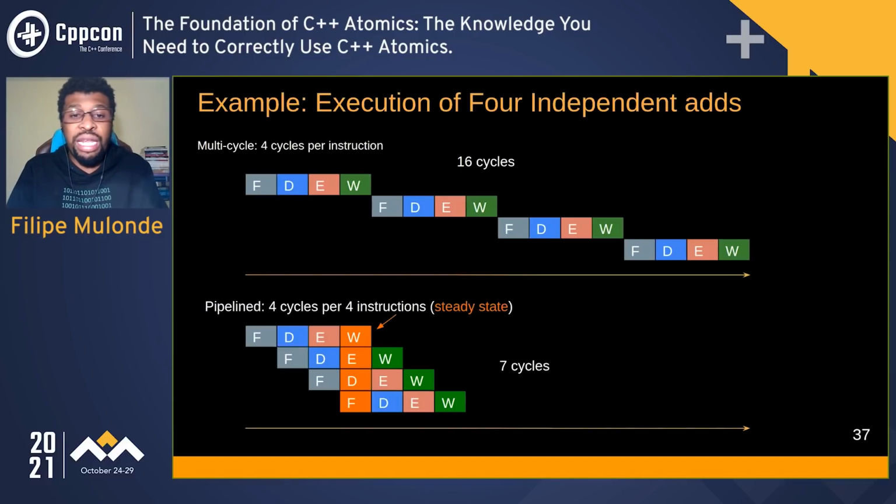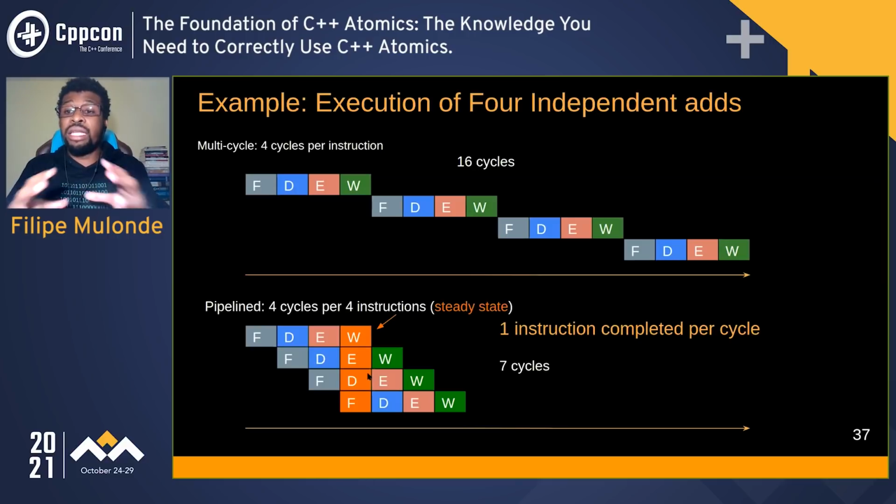So here we have an example that illustrates the performance gain of a pipelined processor. We have 4 instructions of the same type. It's an add. In a multi-cycle processor, it will take 16 cycles to complete the execution of these instructions. But in a pipelined processor, it only takes 7 cycles. And in a pipelined processor, we have the benefit that when we are in the steady state, the pipeline can produce 1 instruction per cycle. The steady state is the state where the pipeline is full.